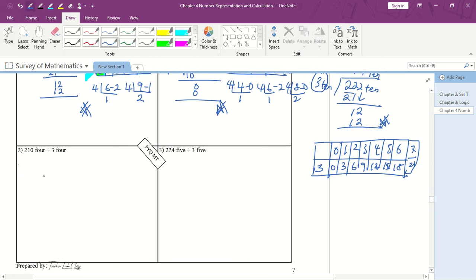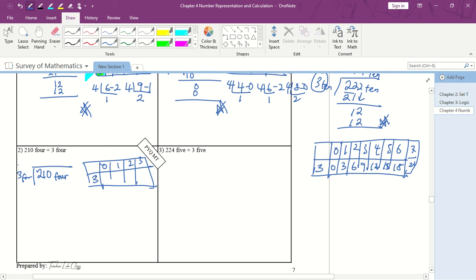And again, this question, 210 base 4 divided by 3 base 4. Okay, again we create a table here. This is 3, 0, 1, 2, 3. Okay, if it's not enough, later on when you find out in the operation, you just extend it.